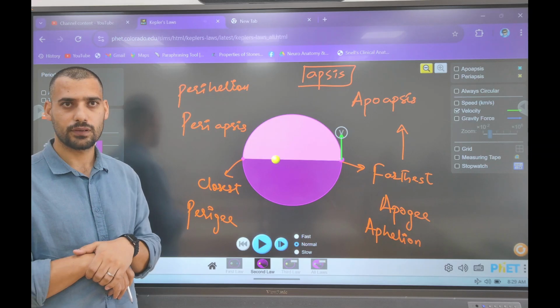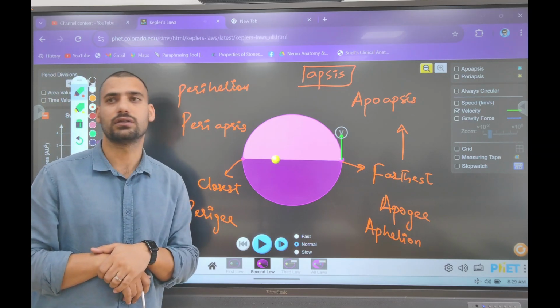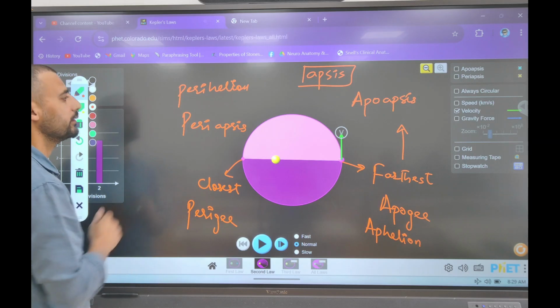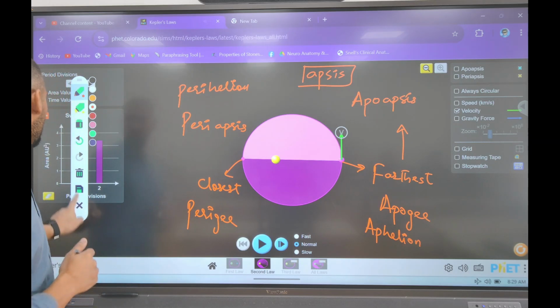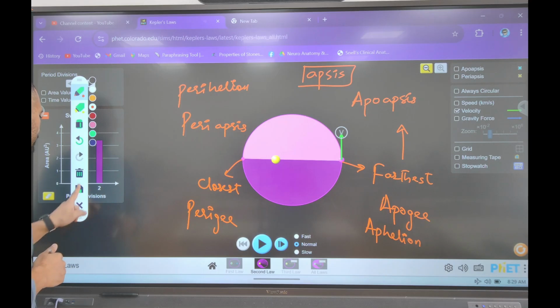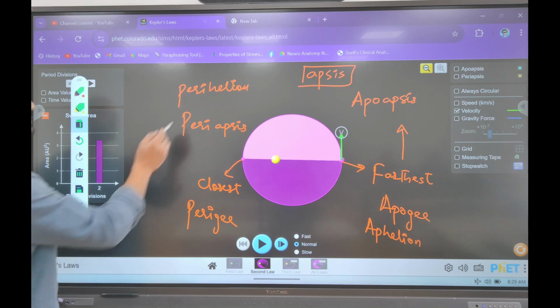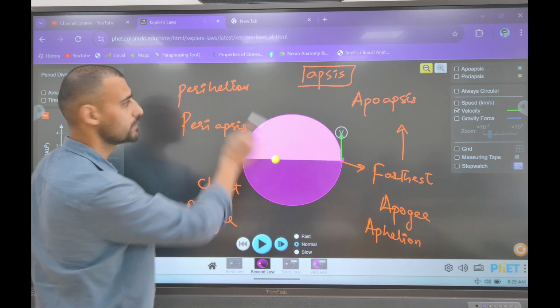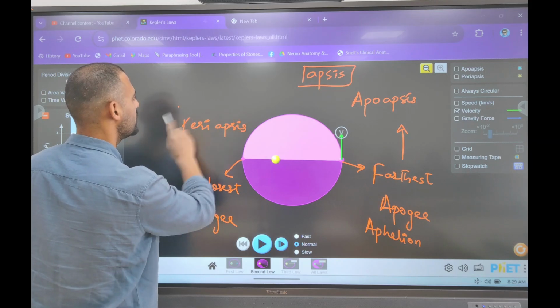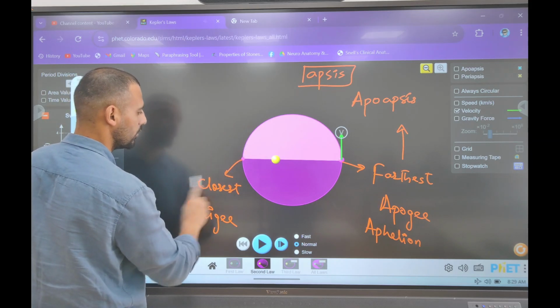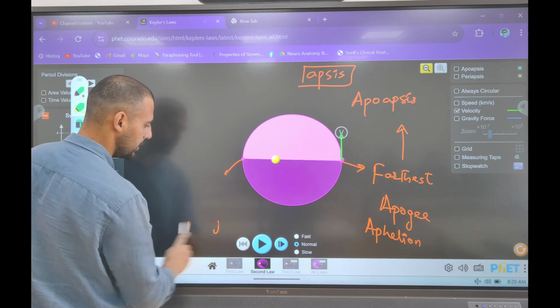Fine? Now comes the second law, the law of areas. Should I erase this terminology? Okay. Now see, what is the second law as per Kepler? Very important thing.